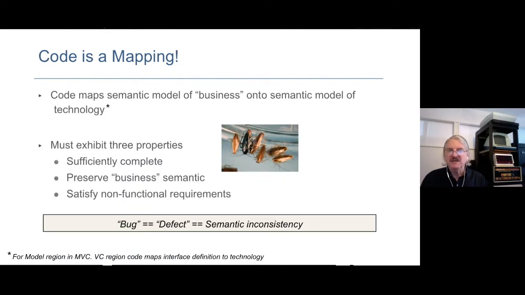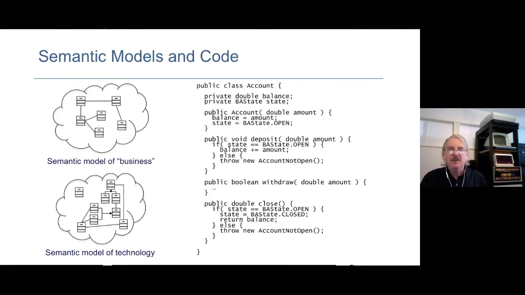Now, preserve business semantics. The best example of that would be balance plus equals amount. We are mapping increasing the balance in the deposit onto Java's addition operator, because the semantic of Java addition is the same as the bank semantic of increasing the balance by the amount. It would be incorrect semantics to map that onto multiplication or subtraction or division or some other mathematical operation, because that other operation does not preserve the bank semantic.